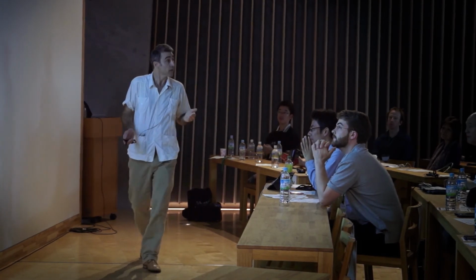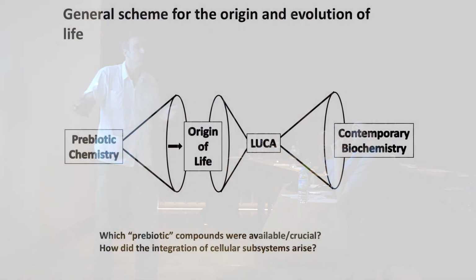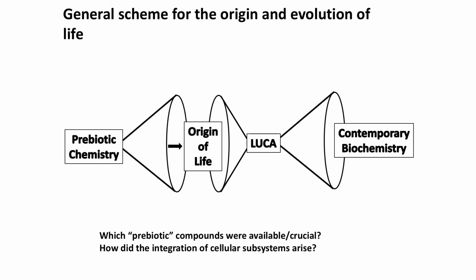We have a general scheme for how we think this process occurs. What we think happens is we have some sort of chemistry that takes place before you have living things. This is chemistry that the environment does. I'll show you some examples of that. There's some process here that we don't understand very well at all that gives rise to a first living thing. That first living thing may be very different from living things as we recognize them today.